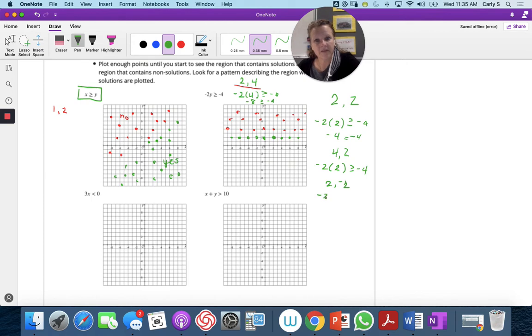So we have -2 times -2 greater than or equal to -4. That is 4. Is 4 greater than or equal to -4? Yes. So all this down here will also be in green. Okay, we're going to stop there and do the next thing that it's asking.